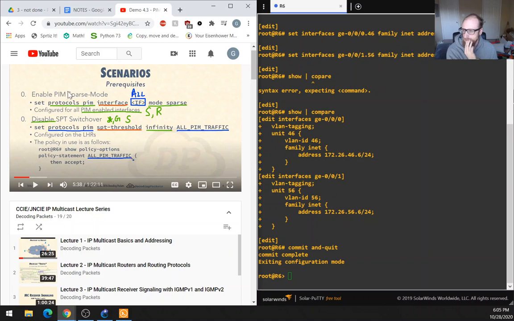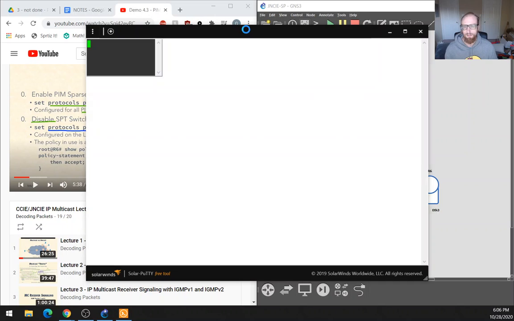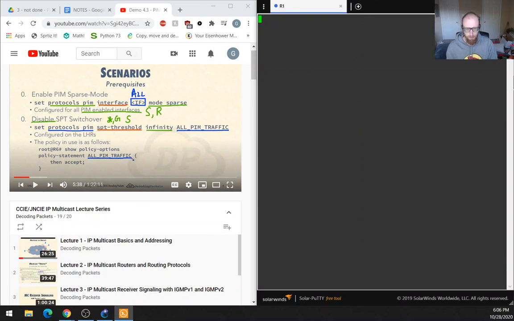So the prerequisites for all interfaces are set protocols PIM interface all mode sparse, and then we want to disable SPT switchover as well. Set protocols PIM SPT threshold infinity, and then I don't know what this means. Oh, I see. This is our policy option. So this is for all traffic. Okay, so let's chip away at that. And I've only got about 15 minutes. Maybe a little more than that, but okay.